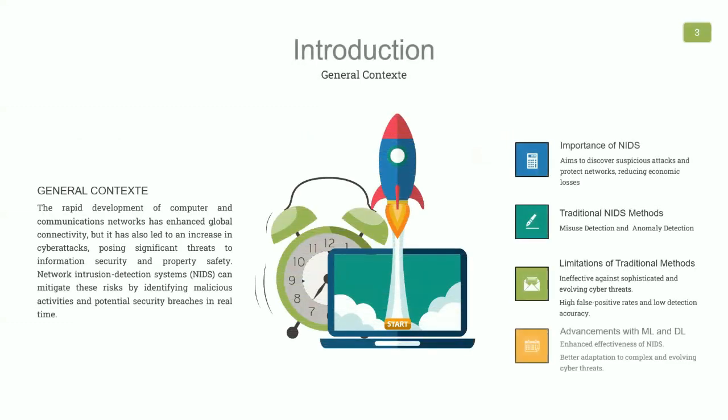So here, the rapid development of computer, network, and internet technology has enhanced global connectivity, but also increased the cyber threat to information security and property safety. Traditional network intrusion detection systems, which rely on misuse detection and anomaly detection techniques, face serious challenges like low detection rate and high false positive alarm rate. As those methods struggle against sophisticated and evolving threats, researchers are turning to machine learning and deep learning techniques to improve the efficiency and effectiveness of intrusion detection systems and adapt to the complex nature of cyber attacks.